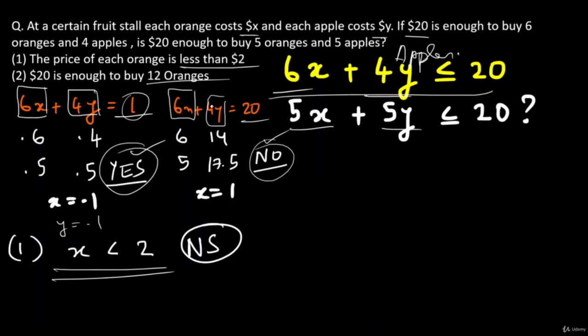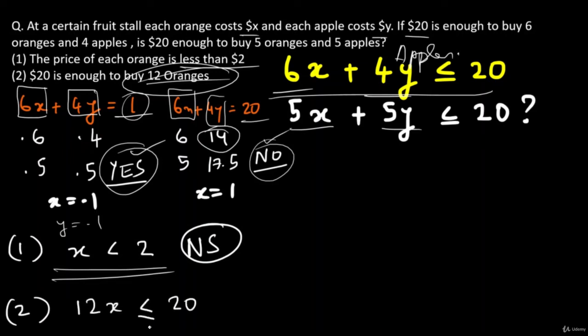Remember, over here I took 4y as 14. So if 4y is equal to 14, what is 5y? 5y will be 14 by 4 into 5. That's how I got 17.5 over here. Now we have arrived at statement 1 alone is not sufficient. What about statement 2 alone? Statement 2 says that $20 is enough to buy 12 oranges. So that means 12x is less than or equal to 20.